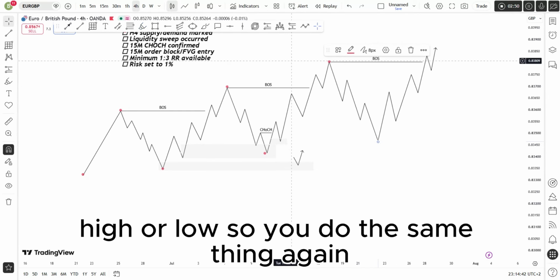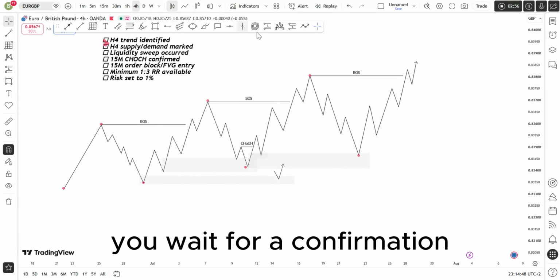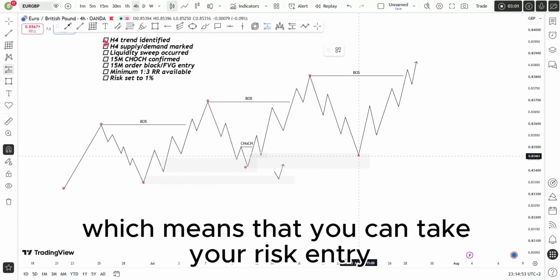So you do the same thing again. You wait for the market to tap into our area of interest just like that. You wait for a confirmation, but in this case, we were at the extreme zone, which means that you can take your risk entry.